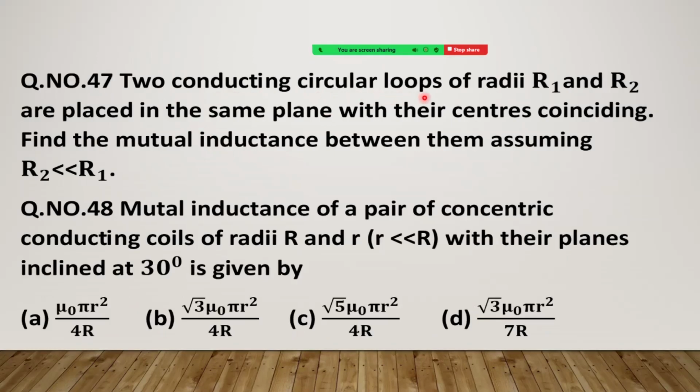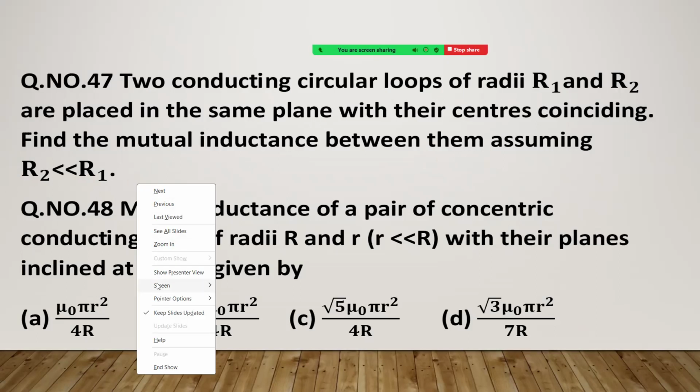Two conducting circular loops of radii R1 and R2 are placed in the same plane with their centers coinciding. Find the mutual inductance between them, assuming R2 is very small compared to R1. Let us see how to solve it. First condition: it is given that both are in the same plane and the centers coincide. That means they are concentric.